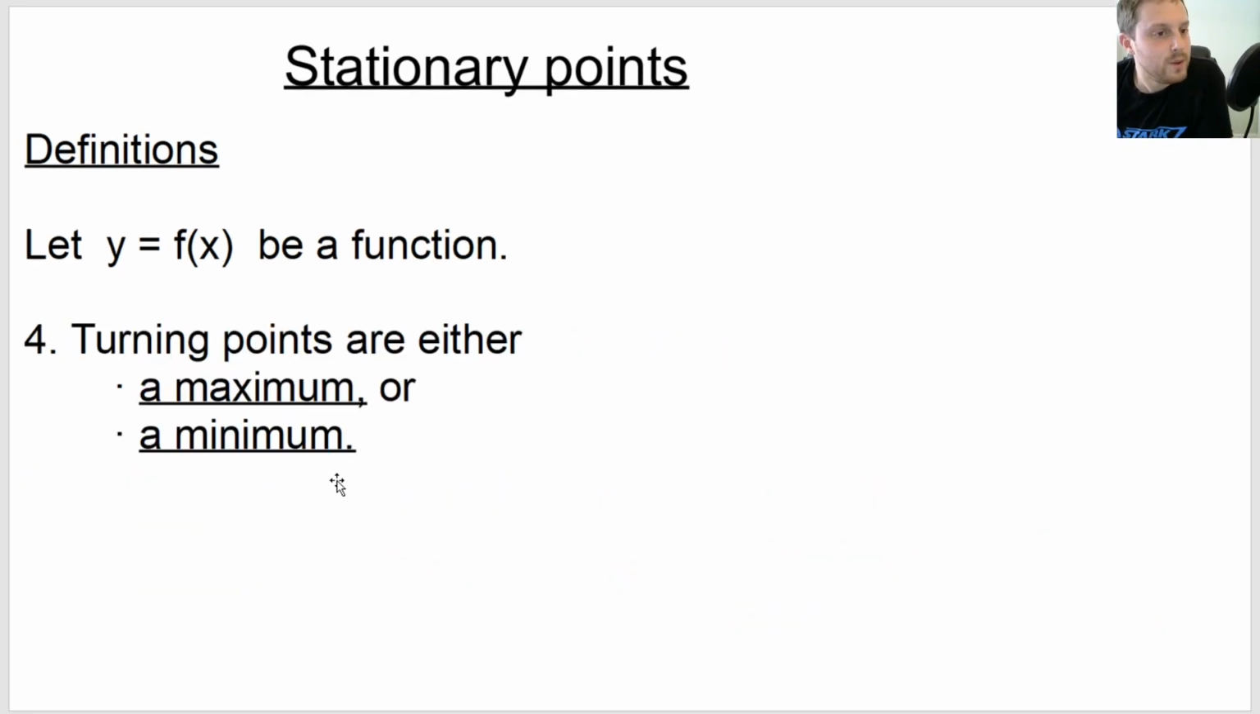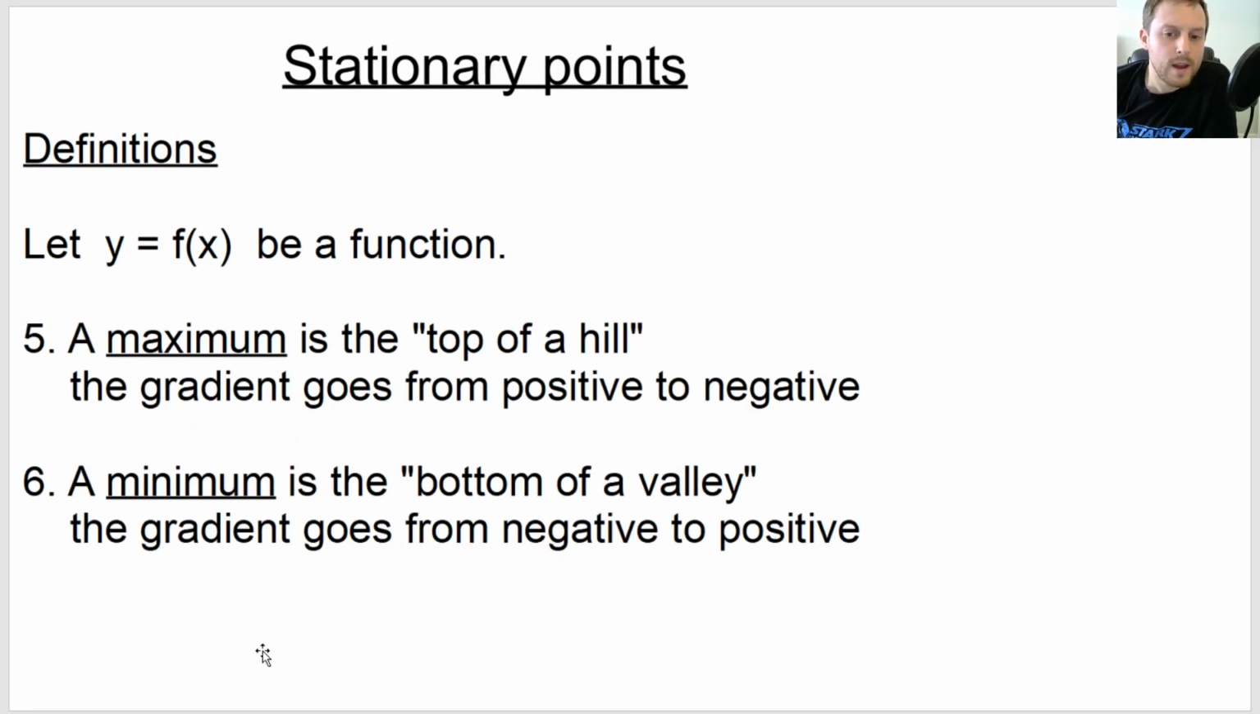Right. So, you imagine the situation. You have got a stationary point, and it so happens that it is a turning point. So we'll see in a second how we're going to be able to tell. To begin with, we can just think about it visually. So turning points are either a maximum or a minimum. A maximum is a top of a hill, and a minimum is the bottom of a valley.